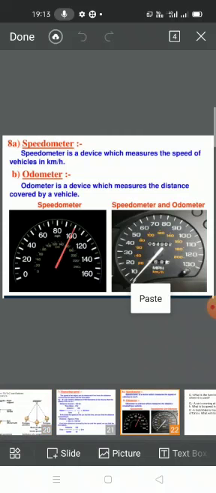Now the odometer is a device which measures the distance covered by a vehicle, how much distance we have covered from the time of purchasing till now. That is also measured by an instrument known as the odometer. It is also present on the dashboard of each and every vehicle.